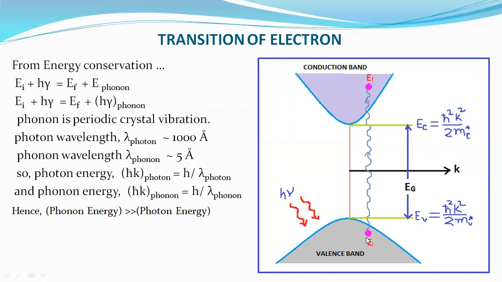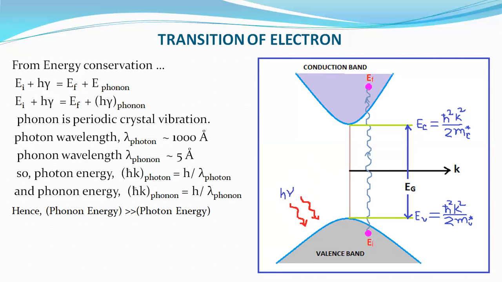We'll consider some electron in the EI state. It will jump to the EF state, taking energy from a photon having energy h nu. So from energy conservation, EI plus h nu is equal to EF, the final energy, plus the energy of the phonon. Whenever an electron is in a higher energy state, it will lose energy to the phonon.